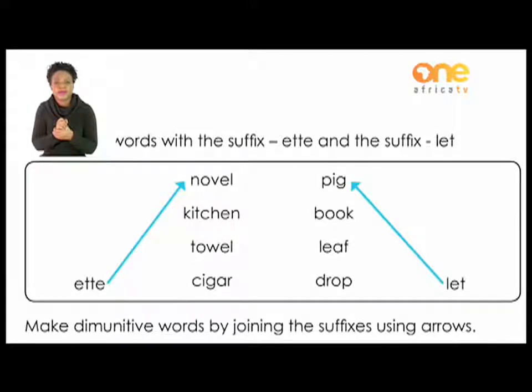Right, on page 4, diminutive words with the suffix et and the suffix let, L-E-T. An example there for novel is novelette. Kitchen, kitchenette. Towel, towelette. Cigar, cigarette. And then on the other side, we have pig, piglet, book, booklet, leaf, leaflet. And lastly, droplet.